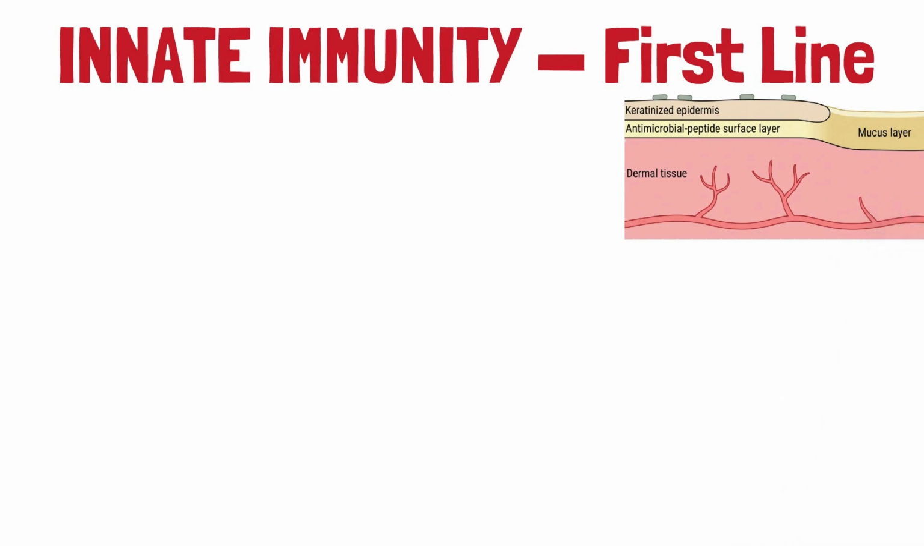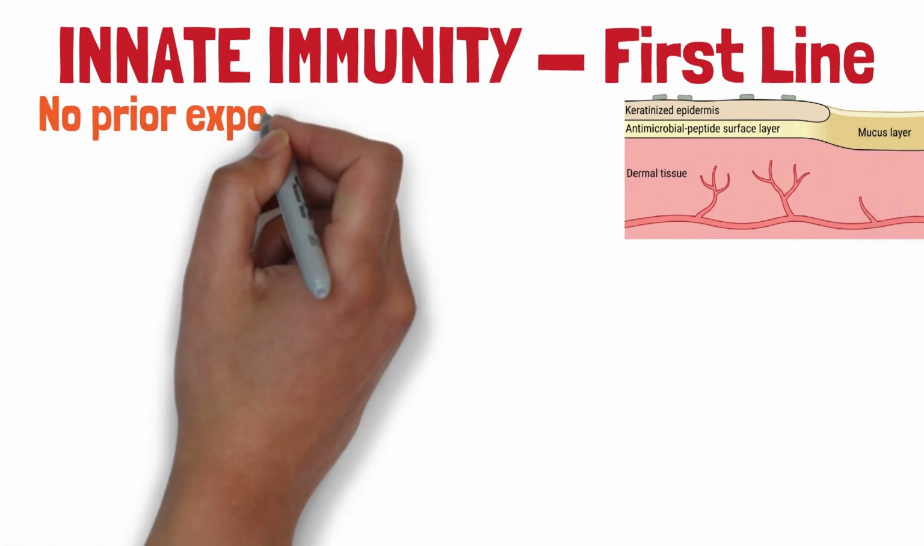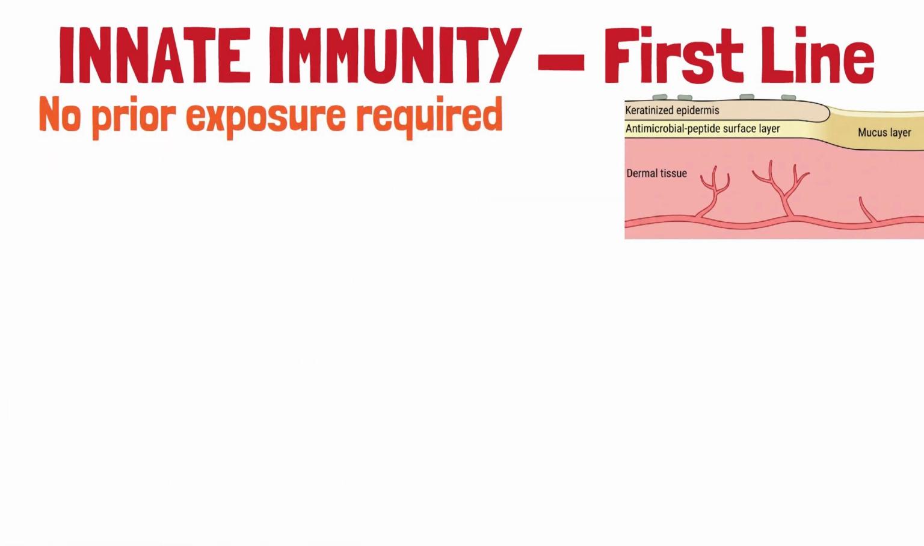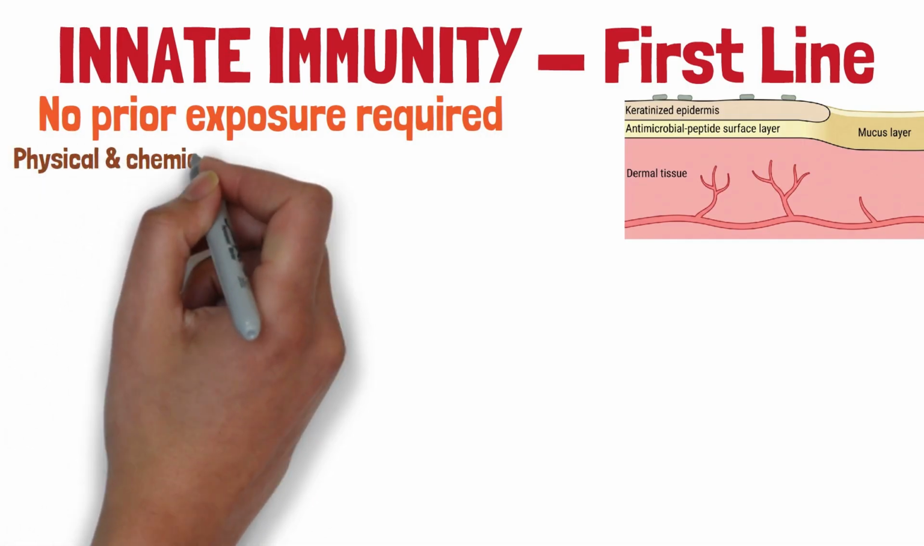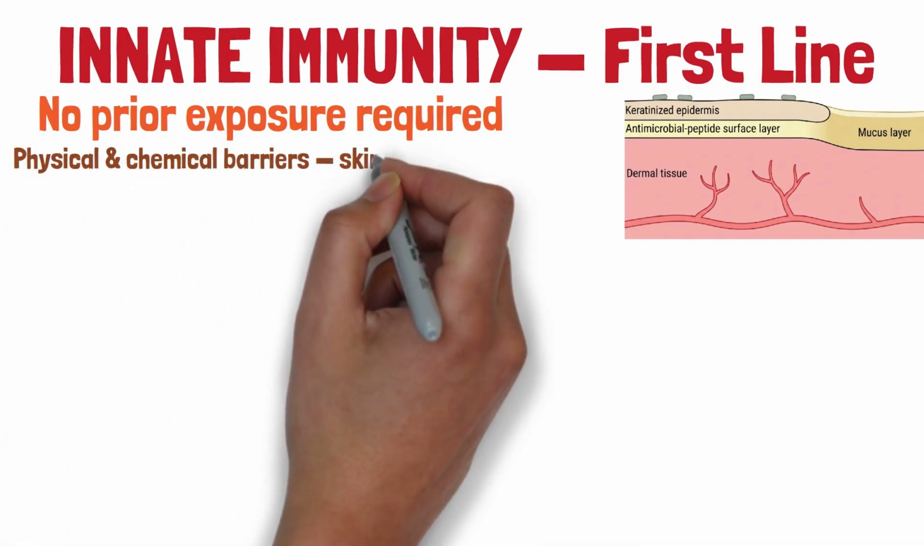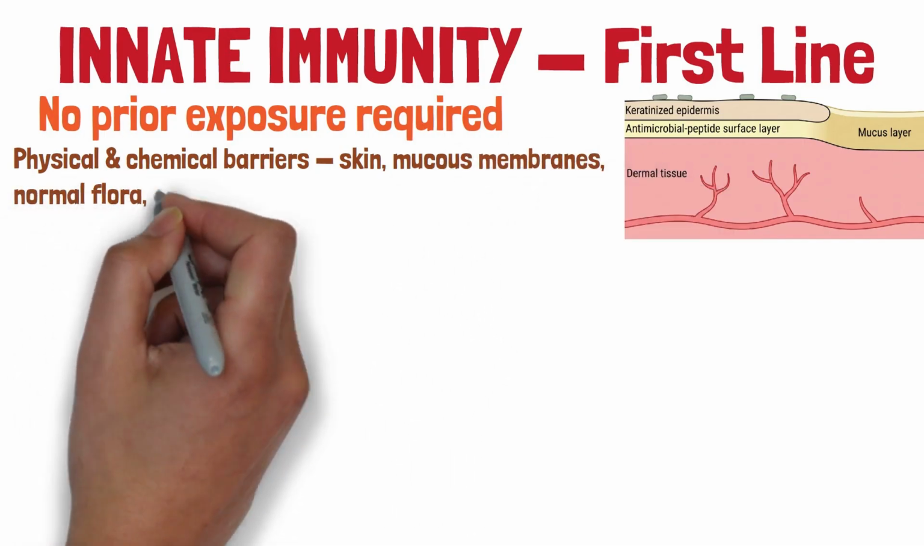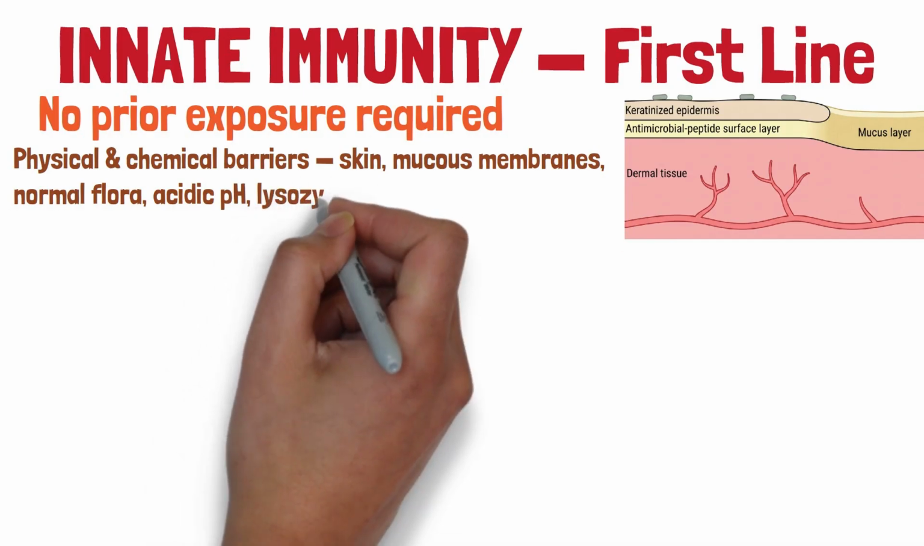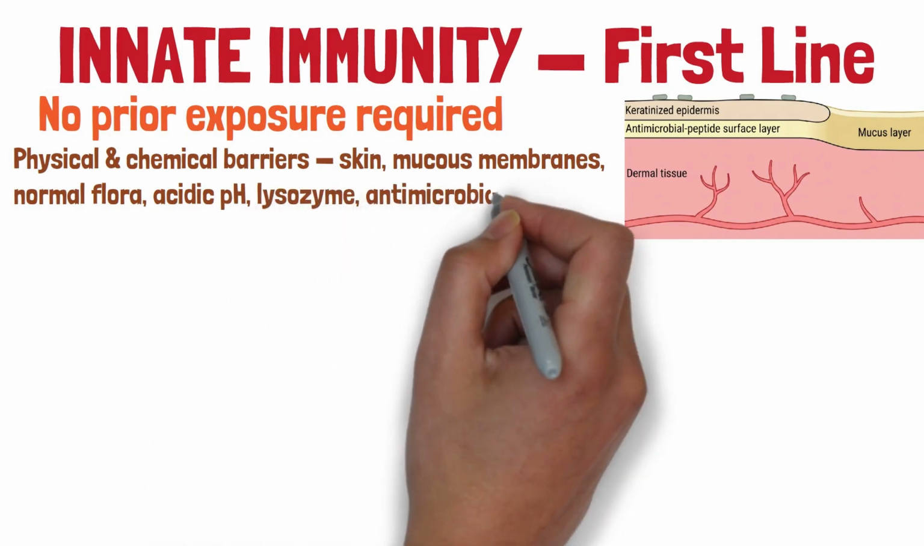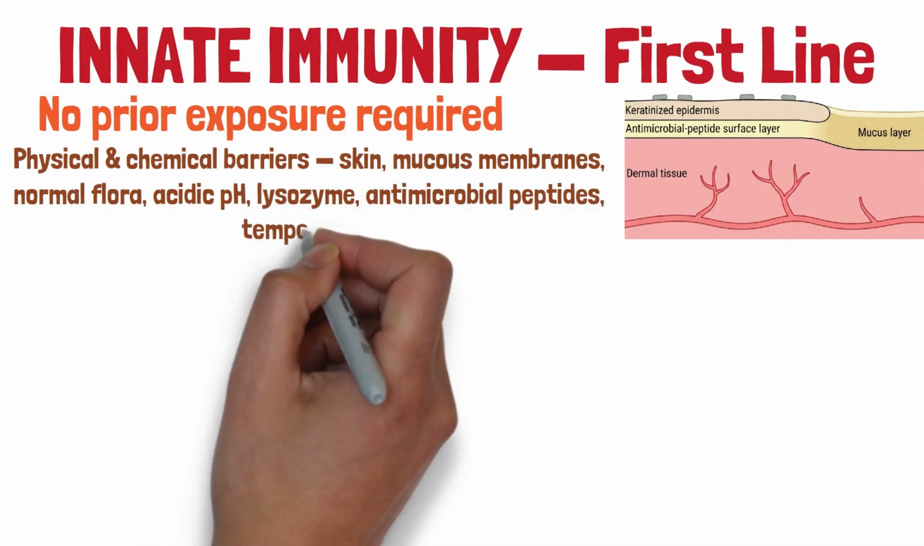It's evolutionarily ancient, and it doesn't require any prior exposure to work. It starts with physical and chemical barriers: intact skin, mucous membranes, your normal flora, acidic pH, lysozyme, antimicrobial peptides, even temperature. These stop most pathogens before they ever get inside.